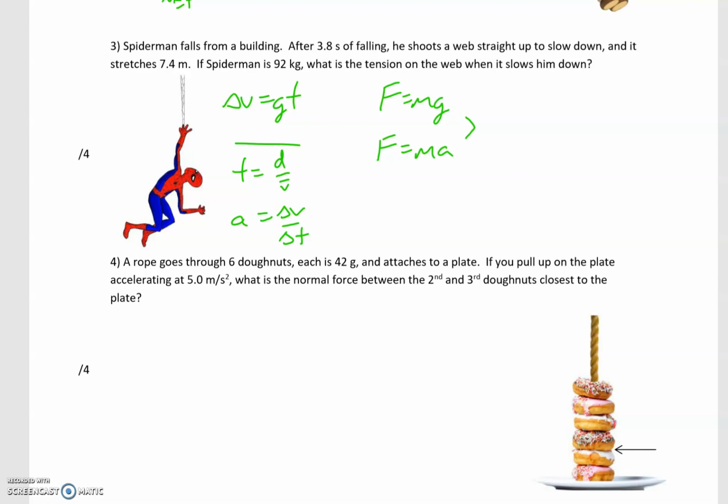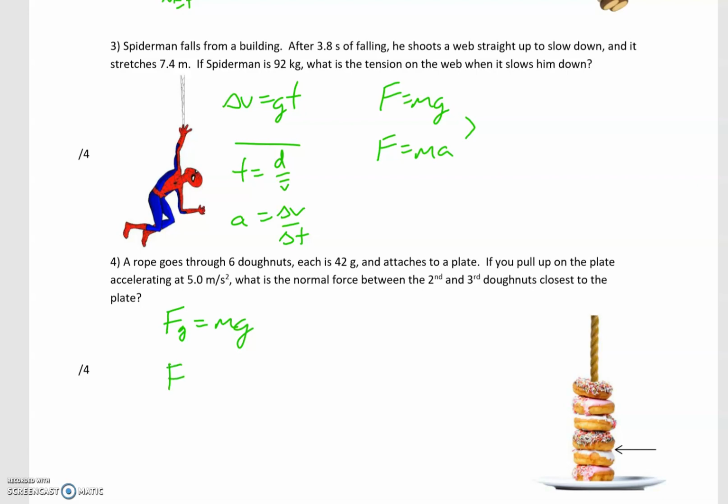You got the weight of the donuts up top weighing it down. So first of all, if you find the force of gravity for all 4 donuts on top of it, that's how much normal force there would be just if the plate was standing still. But it's not standing still, you are pulling up on the rope, which means you're going to have more normal force, more pressure, just like an elevator type question we've done before.